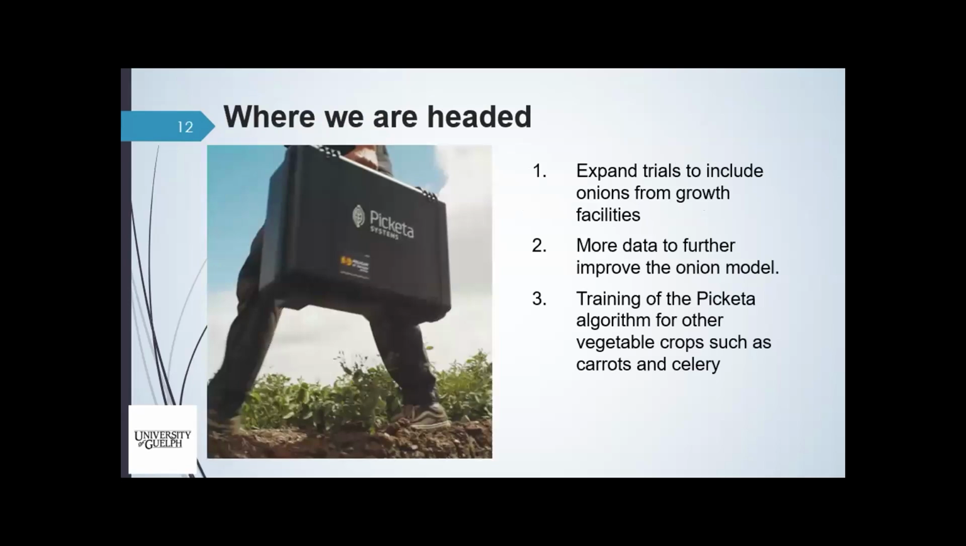So where are we headed with our trials? Currently, we have growth room trials that we're conducting just to diversify or increase the avenue for data that we are collecting in order to train this model. And we also hope to train carrot and celery models so that we can use this device on carrot and celery.